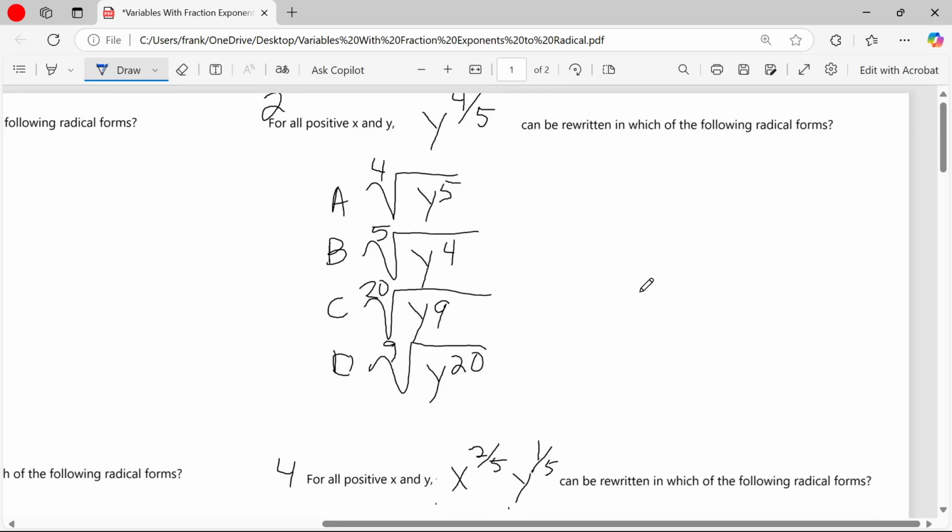Again, the numerator is not bigger than the denominator, so there shouldn't be a y outside of the radical. There's only y, so there's only one fraction. It's got a common denominator of 5. The denominator is the root, so this is the 5th root. Well, only b has the 5th root.